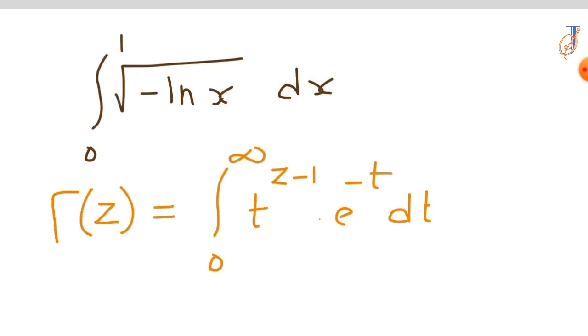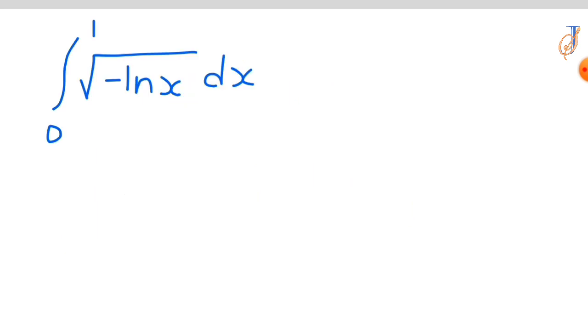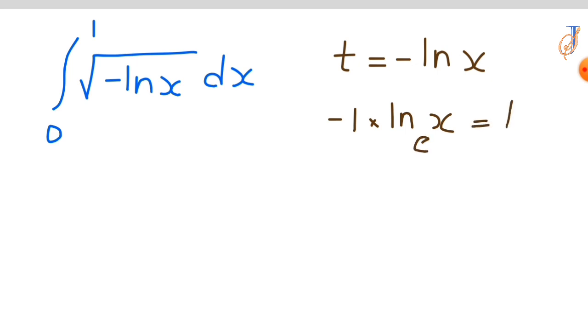We have the integral from 0 to 1 of the square root of minus ln x dx. Here we have the square root of minus ln x. To simplify this, let us consider t equal to minus ln x. Here minus is nothing but minus 1 times ln x. ln x is a natural log, so that means it has base e. So that is equal to t.